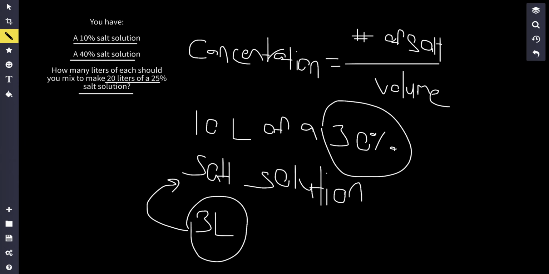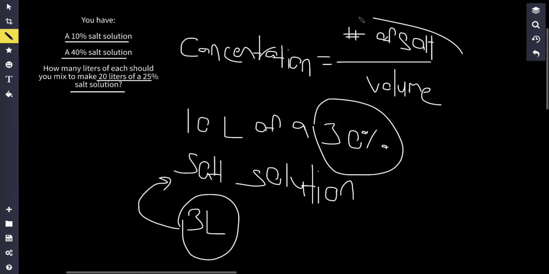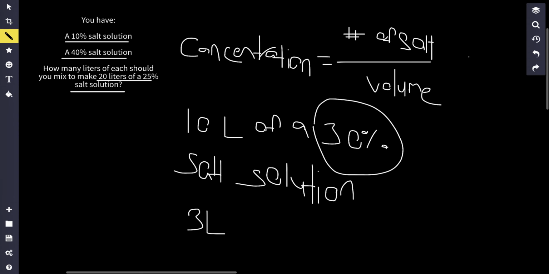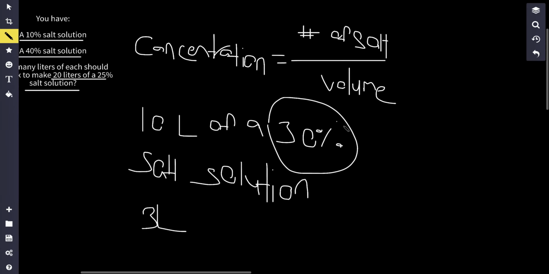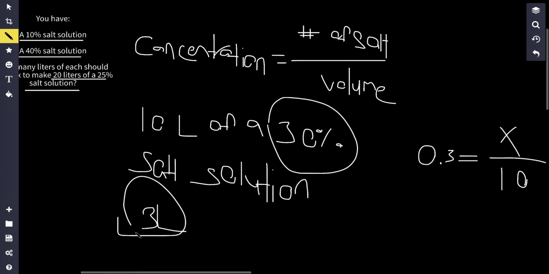If you have 10 liters of a 30% salt solution, that means 3 liters of it is salt, and the remaining 7 liters of it is water. And the math works out when you use this formula. Remember, concentration is equal to the amount of salt divided by the volume. Our concentration is 30%, which is the same thing as 0.3, and it's equal to the amount of salt, which we don't know, so let's put an X there, divided by our volume, which is 10 liters. So 0.3 times 10 gives us 3 liters, which we can solve for X.